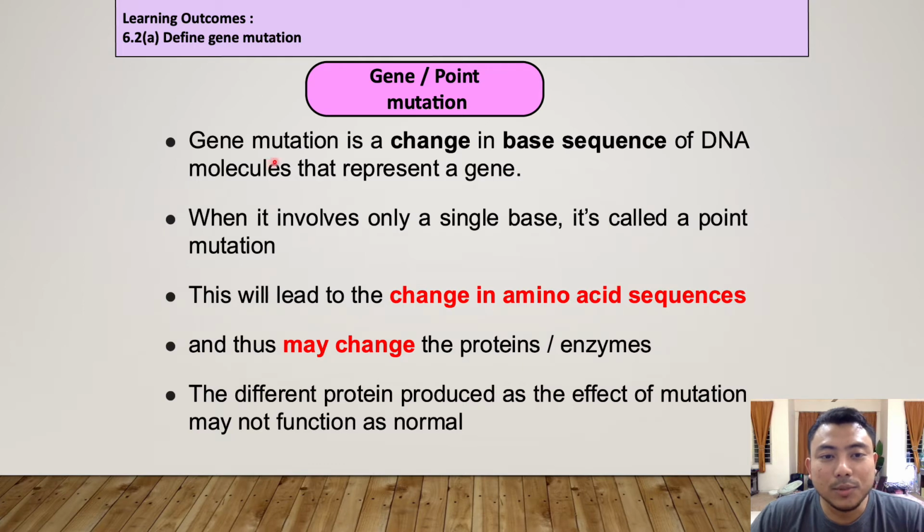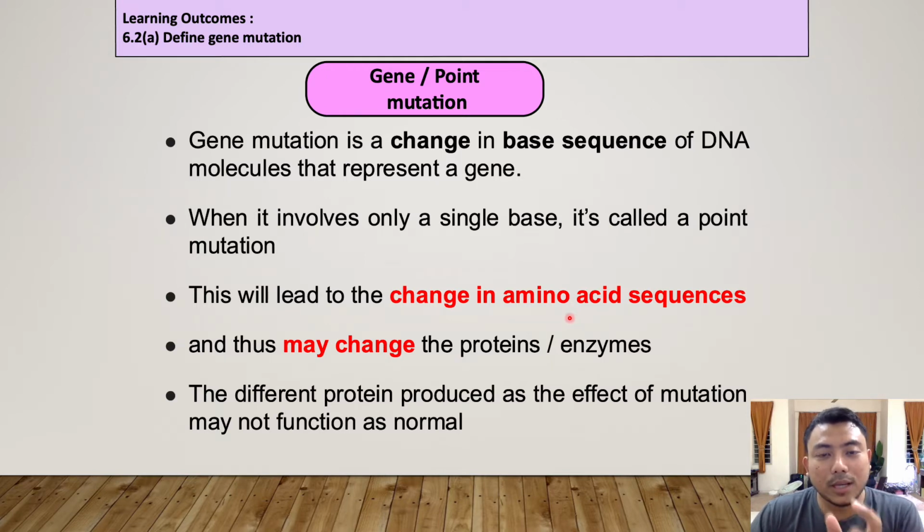Okay, so gene mutation is a change in base sequence of DNA molecules that represent a gene. So when it involves only a single base, it is called a point mutation. So maknanya kalau ada berlaku satu saja mutation, satu saja nucleotide base, a single base, kita panggil sebagai point mutation. This will lead to the change in amino acid sequence.